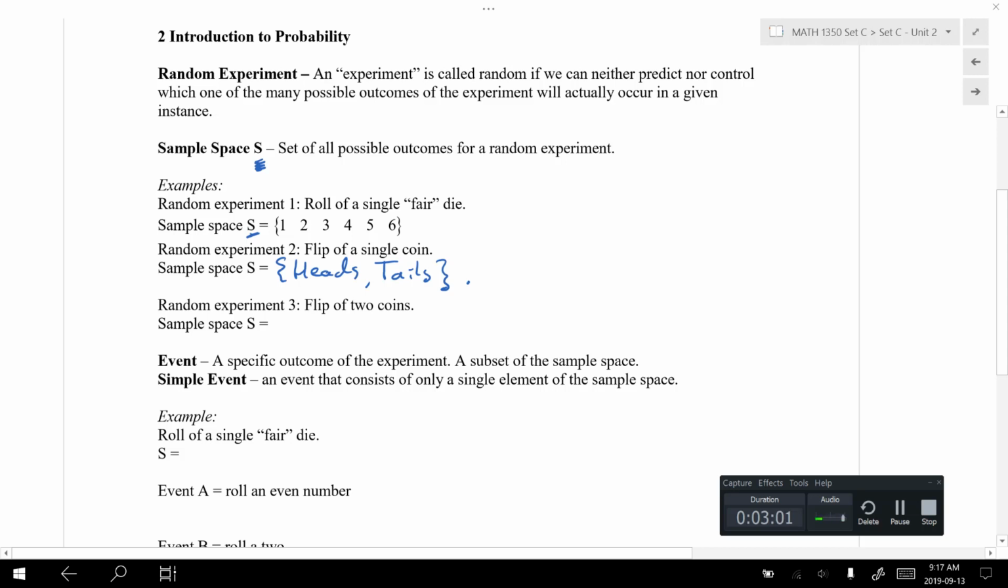We could maybe flip 2 coins. In this case, we'll have more options available to us. You can imagine having 2 heads. We'll use H for heads. We could have a head and a tail, tails and heads, or 2 tails. Let's just record here. So as we said, H means heads and T means tails.